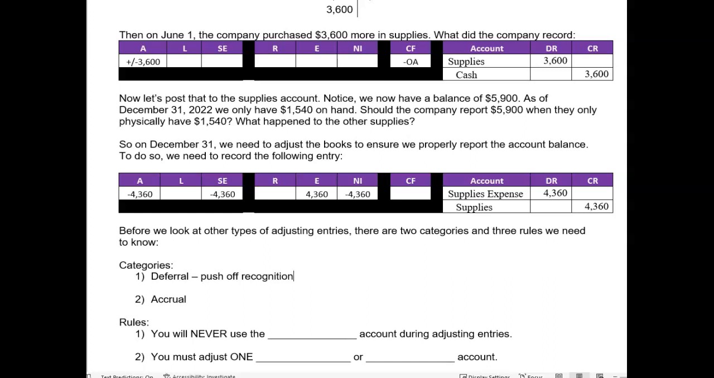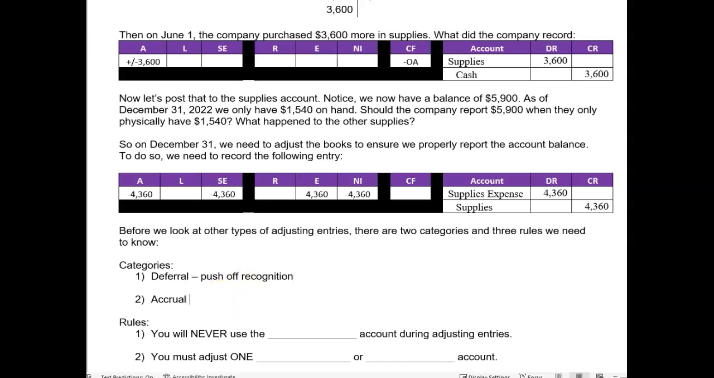So here, we bought supplies. We had some supplies on hand. We bought some more in June. At the end of the year, in the future now, we have used up some of those supplies. So we've pushed the recognition from June when we bought those new supplies all the way to December when we know we've actually consumed those supplies. So deferral means to push off the recognition. That's your prepaid expenses, your supplies, your long-term assets, which we'll see a little bit later.